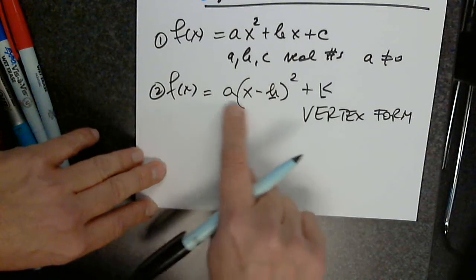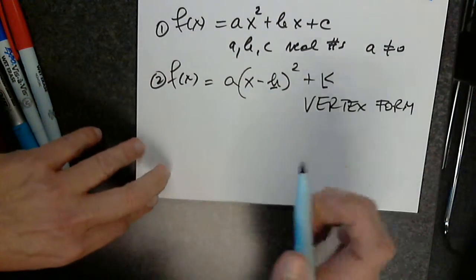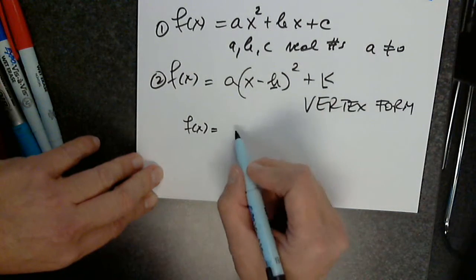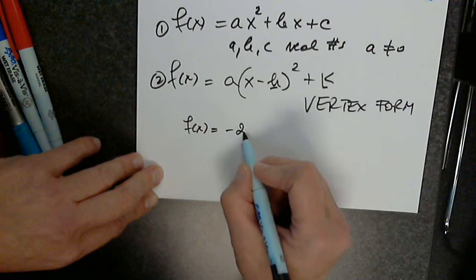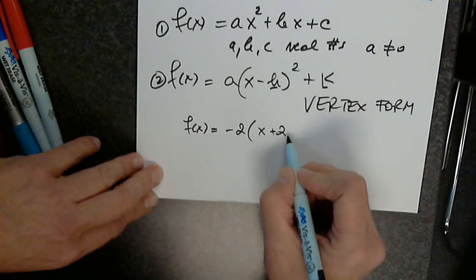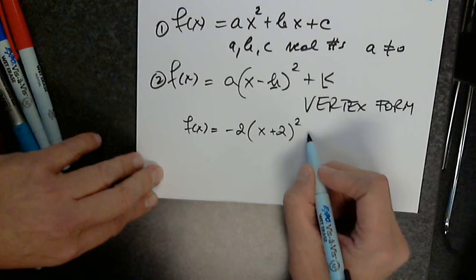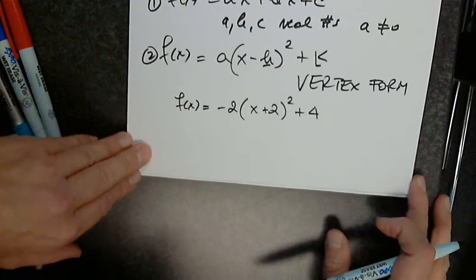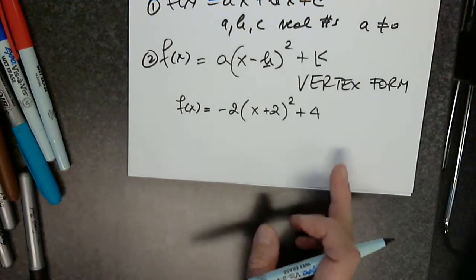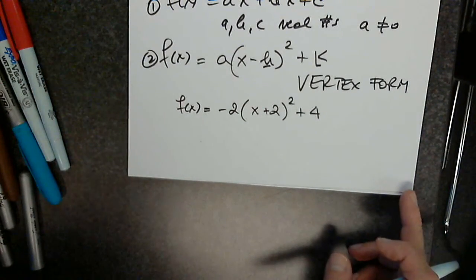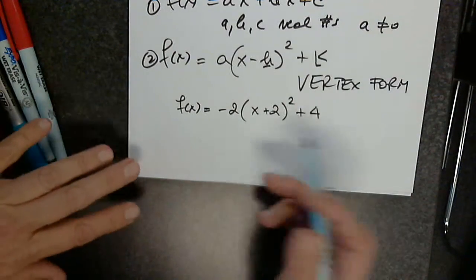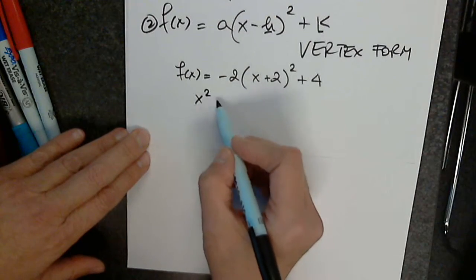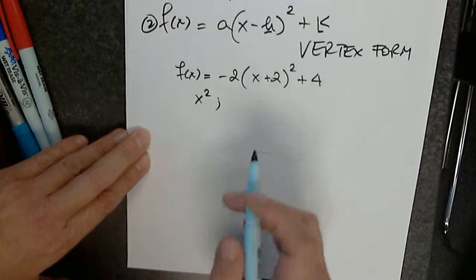And I like to start with this. So for example, f of x equals negative 2 times x plus 2 squared plus 4. When you look at this, you already have the graph in your head, right? What will be the base function used here? Good. What will be the next step after you write x squared?